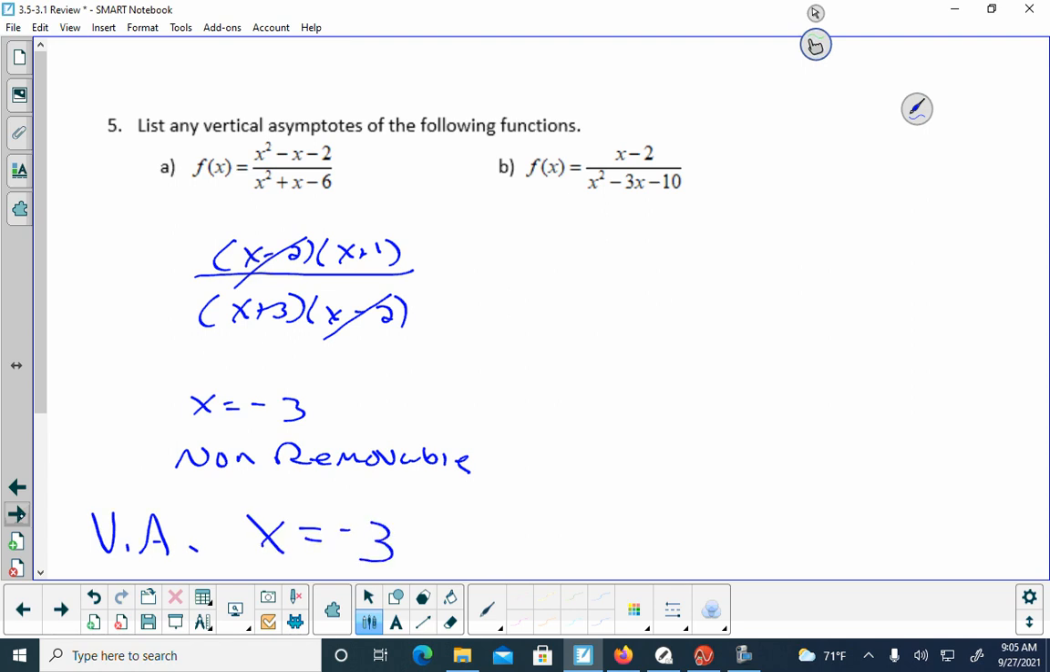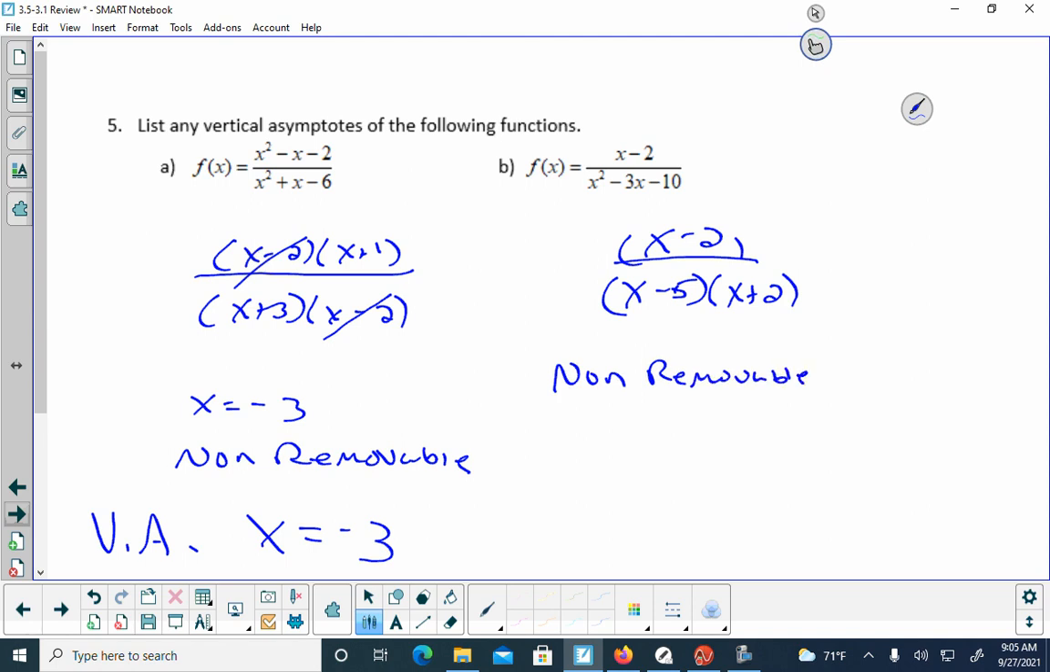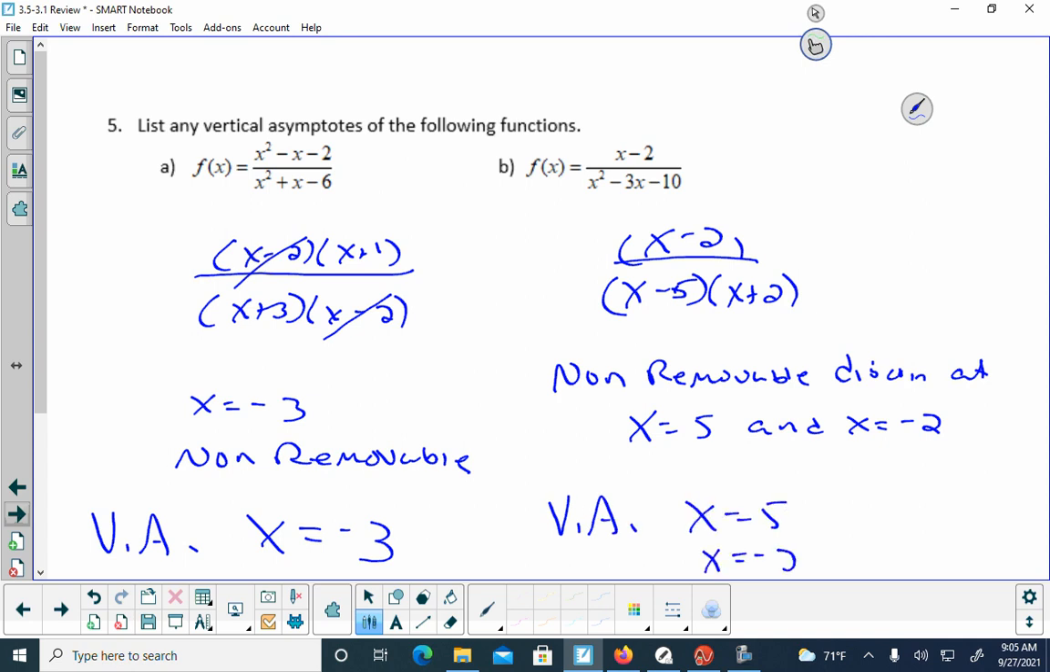The next one, I have x minus 2, and then the denominator factors as x minus 5, x plus 2. I think, if I factored that right. It does. Nothing simplifies. So I have non-removable discontinuities at x equals 5 and x equals negative 2. Those both form vertical asymptotes. So my equations of my vertical asymptotes are x equals 5, x equals negative 2.